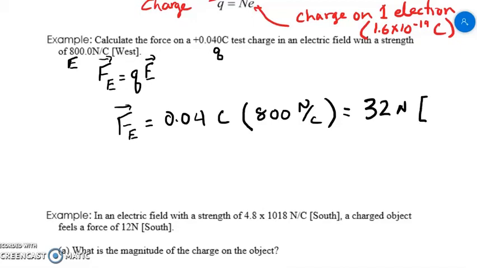This is a vector, and so it should have a direction on it. To figure out the direction, we're going to look at the fact that the charge is positive. This is important. Positive test charge, and the field is pointing west. Remember that fields point in the direction of the force on a positive charge. I'm going to try and pound that into your brain. Fields point in the direction of the force on a positive charge.